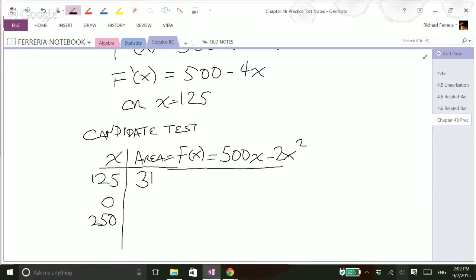31,250? Is that right? Okay, plugging in 0 should be easy, right? Plugging in 250. That should be 0 as well. So it appears as though I found my maximum area. So maximum area.